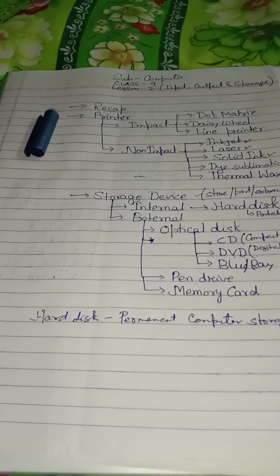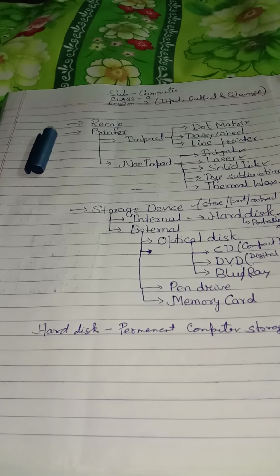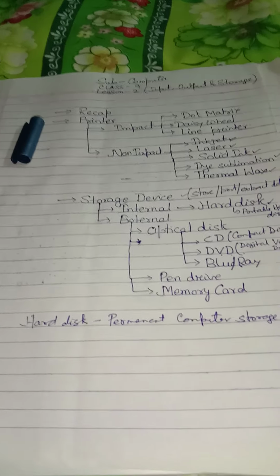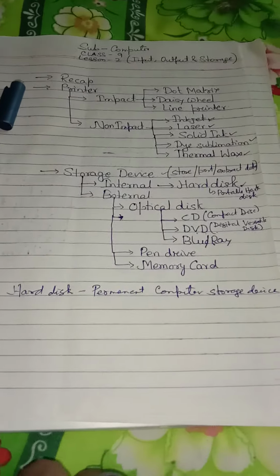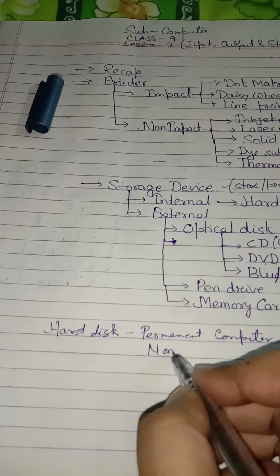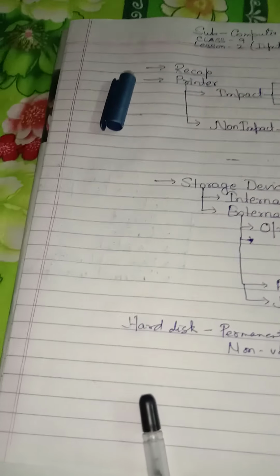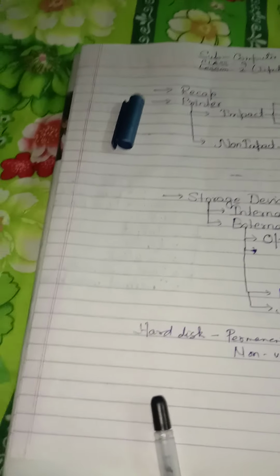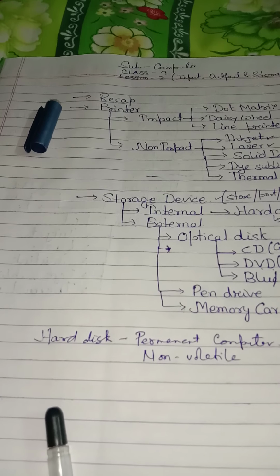It is a non-volatile memory. Non-volatile means that it does not depend on the power supply. Once the data is entered in the hard disk, it will remain there. So one of the characteristics of the hard disk is that it is non-volatile. It stores all types of data and instructions of the computer.